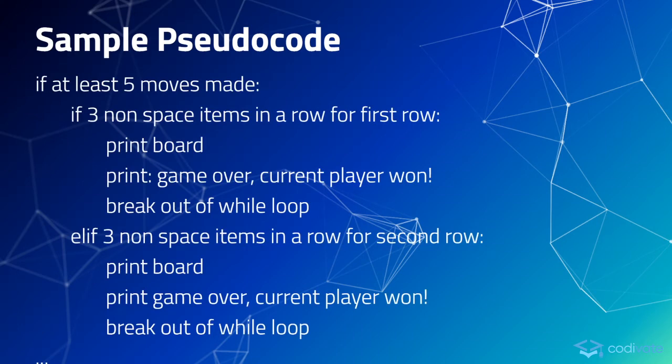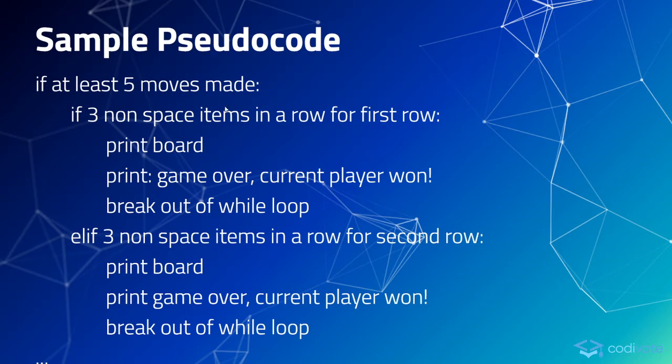Alright, so the first thing that we have is if at least 5 moves made. Why do we need to do this? The reason is we don't want to check if somebody has won after every single move. We only want to check when necessary. So, when is it necessary? After how many moves? We know that somebody can't win after the first move or the second move because there's not enough pieces on the board yet.